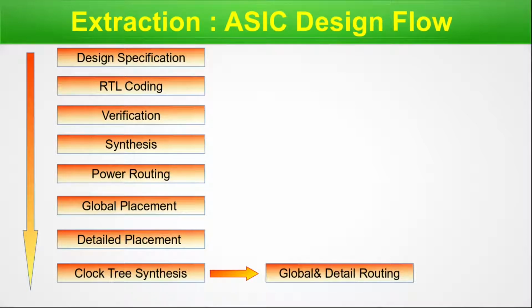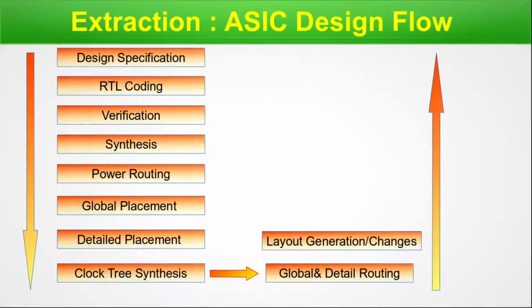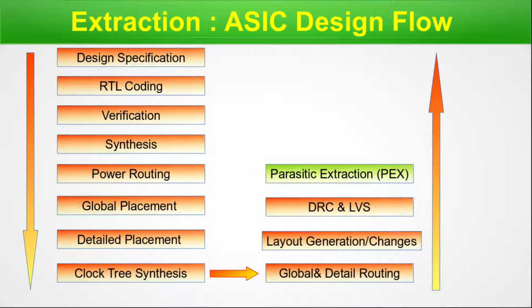The next is global and detailed routing. We will proceed in the upward direction now. The next is layout generation or changes. Next to it, we do the DRC and LVS of the generated layout. Next, we have the parasitic extraction, that is PEX. At this stage, we extract the SPEF file.